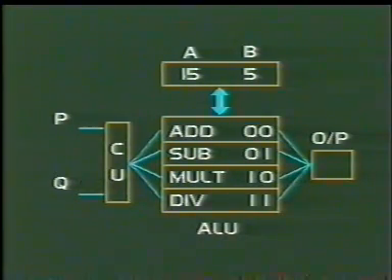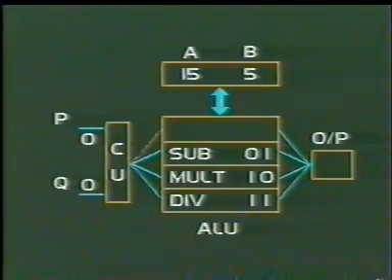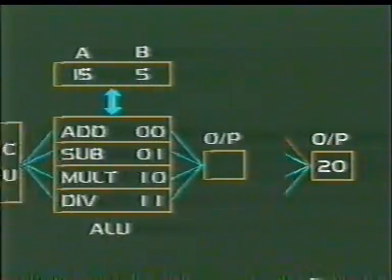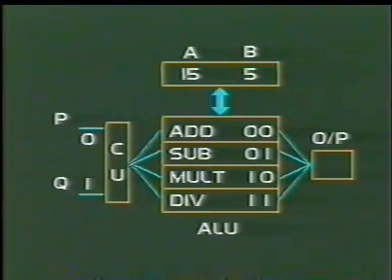Let us see what happens if we give 0, 0 at the inputs. Control unit enables the adder part of the ALU and the output, 15 plus 5 equal to 20, appears on the output device. Now, if we make the inputs 0, 1, subtractor is selected. And the output, that is 15 minus 5 equal to 10, appears on the output device.